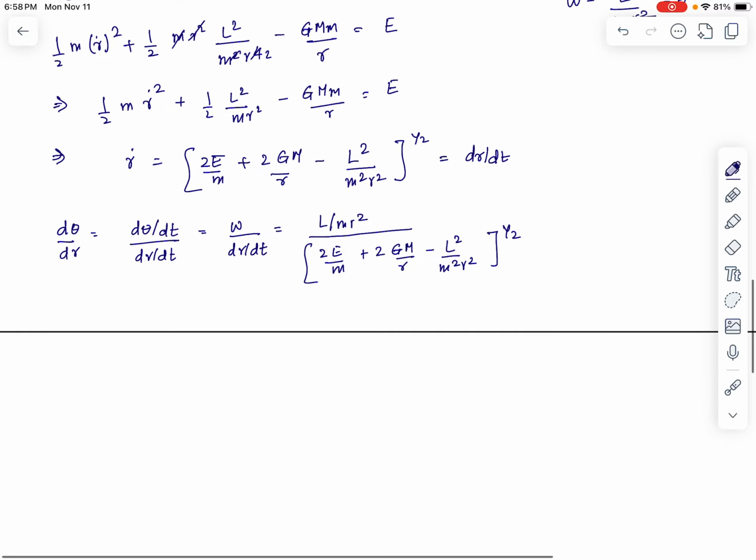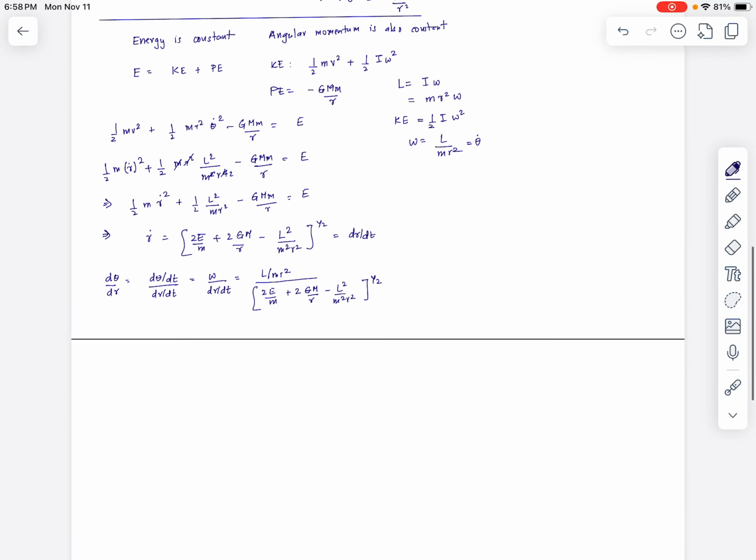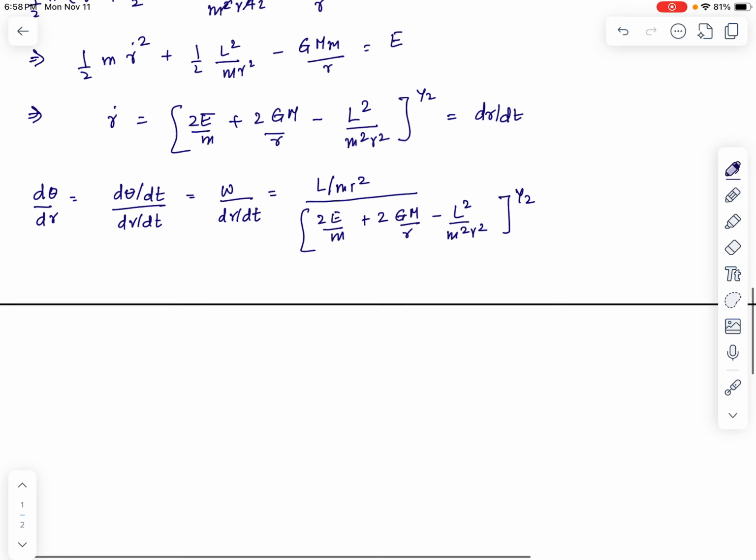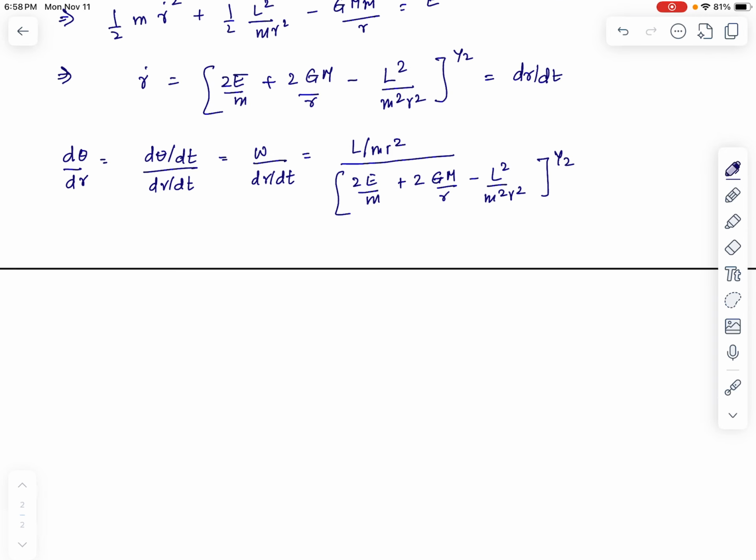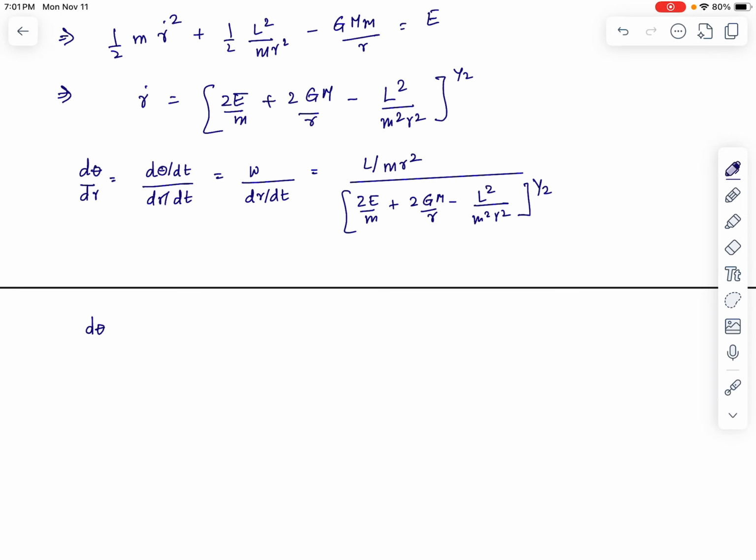So let's do this. Let's write d theta here, take this multiplication on both sides with respect to r. So we get L by m r square dr divided by 2E over m plus 2GM divided by r minus L square divided by m square r square, and we take the square root of that.